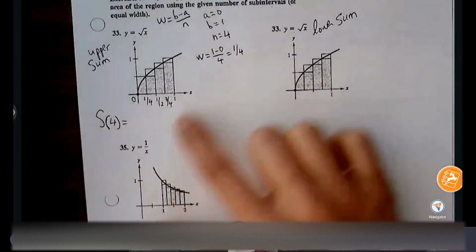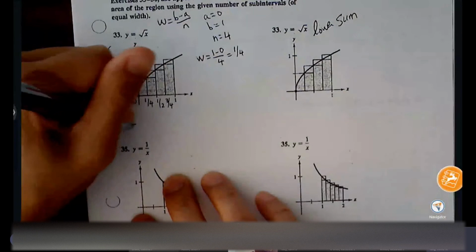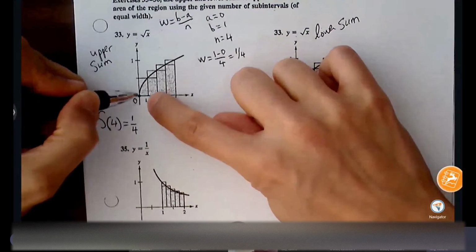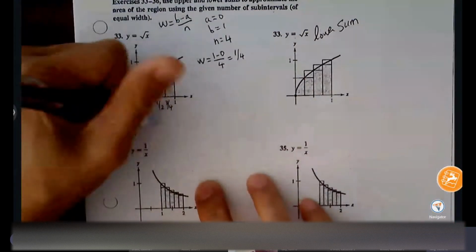Okay, width times height for each rectangle. Every rectangle has a width of 1/4. The height, we want to choose the higher point on the curve. Is it f of 0 or f of 1/4? F of 1/4 is the higher one.